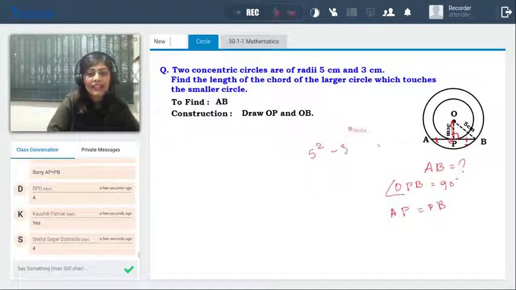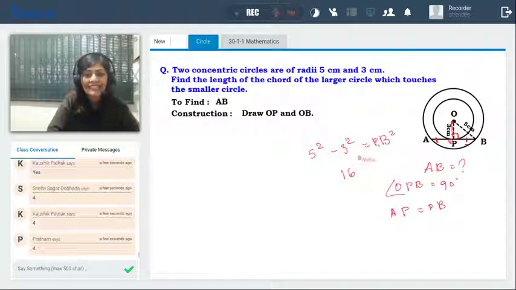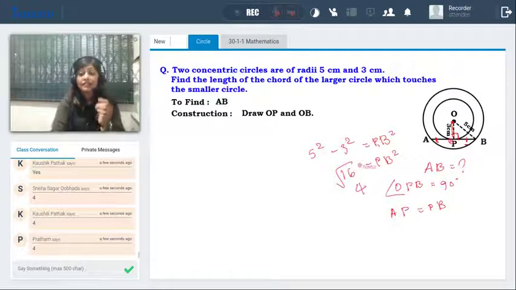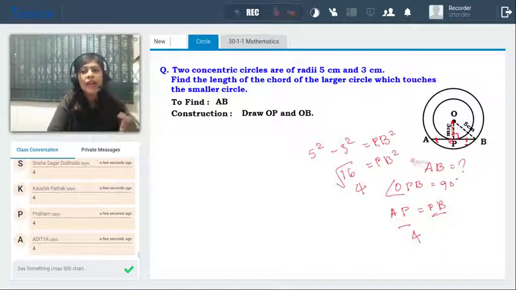What do we get? 5 square minus 3 square is PB square. We can evaluate this. 25 minus 9, 16. 16 is PB square and under root 16 is 4. Yes. So students, PB is 4. We know that PB is equal to AP. So even AP is 4. And what do we understand? AB is AP plus PB, which is 4 plus 4, 8. Is that understood, students? That is how we get the length of AB.